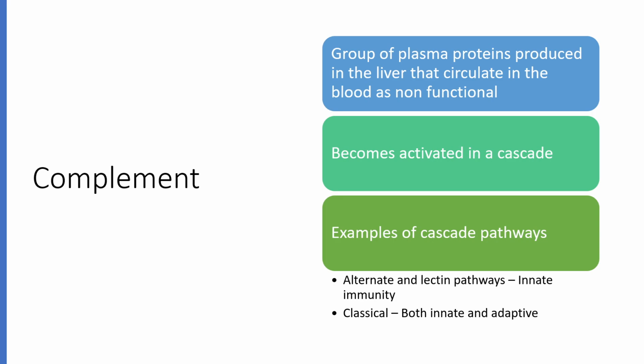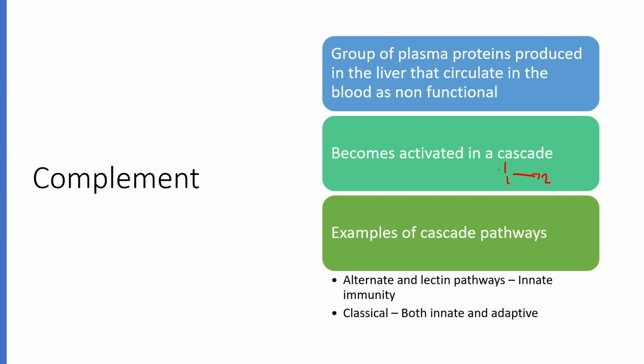Okay, so let's talk about the complement system. The complement system is also part of our innate immunity, in which these are not cells. These are a group of plasma proteins that are produced in the liver, then circulate in the blood as non-functional proteins. So they become activated in a cascade. When we say a cascade, it means one part will activate another part. If you are familiar with our coagulation cascade in our blood, it is similar to our complement.